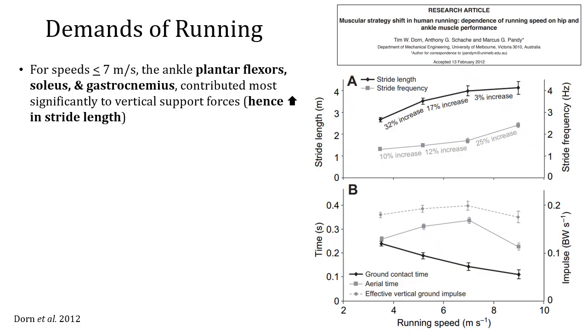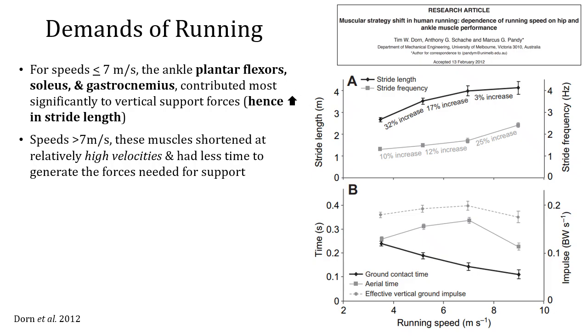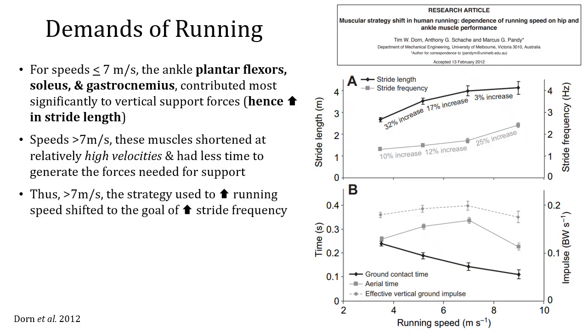So for speeds less than 7 meters per second, the plantar flexors and soleus contribute most significantly to the vertical support force, hence an increase in stride length. And then at speeds greater than 7 meters per second, these muscles shorten at relatively high velocities, and that leaves less time to generate the forces needed to support the body.